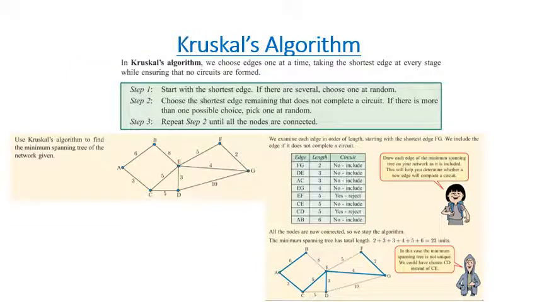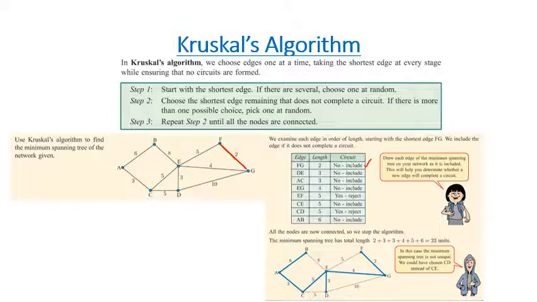Another example of an algorithm is Kruskal's algorithm. The difference here is we choose an edge rather than a node. We choose edges one at a time, taking the shortest edge at every stage, while making sure that there are no circuits formed. If we start with the shortest edge, in this particular case, the shortest edge looks like it's F to G, because that's 2.